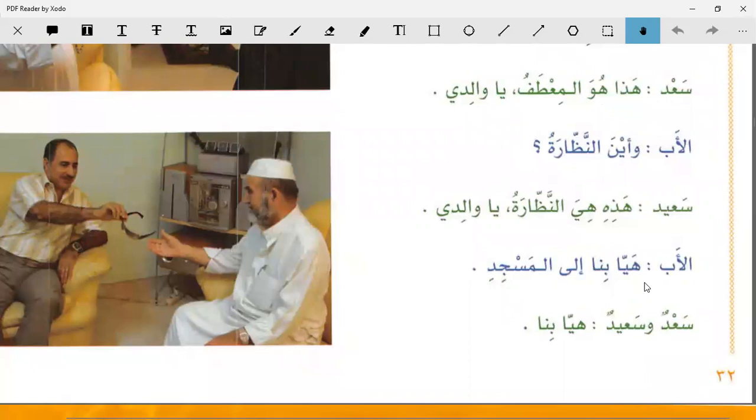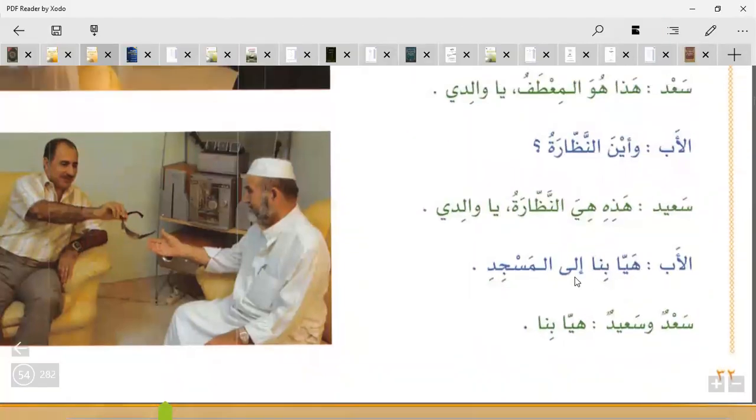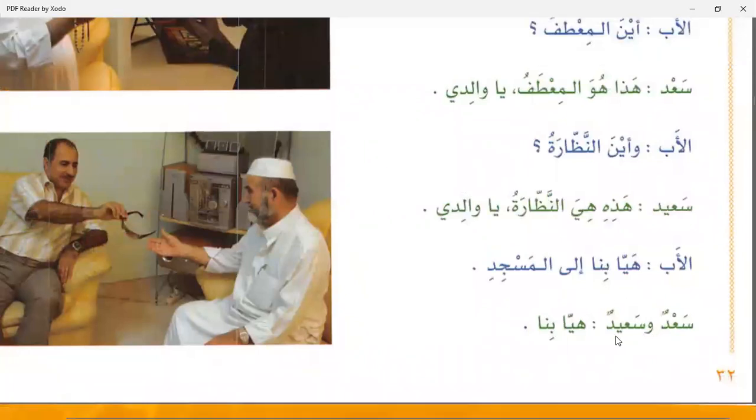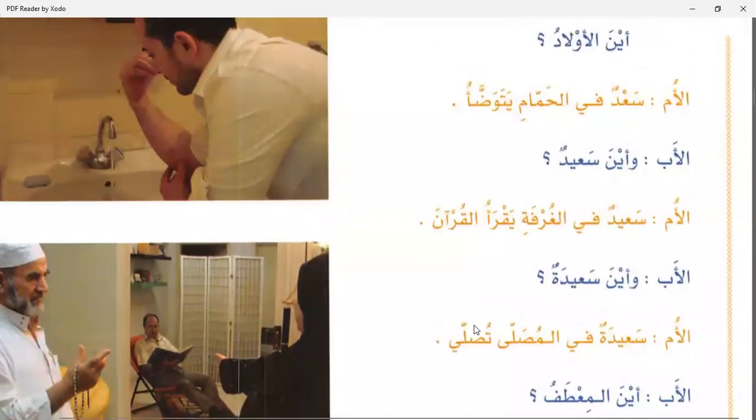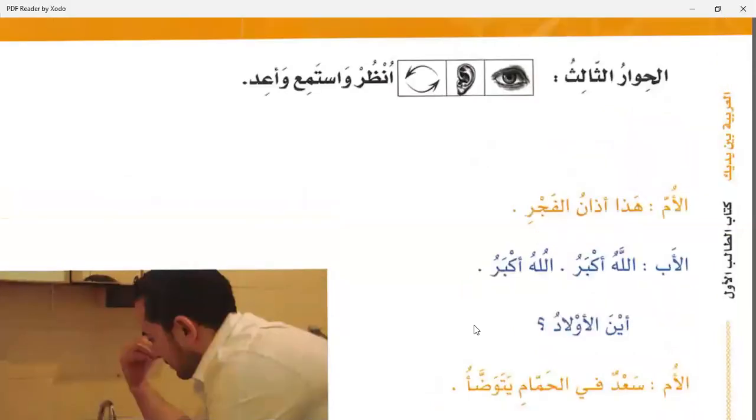Al-ab says, the father says, hayya bina ilal masjid. Let's go to the masjid. Saad wa Sa'id reply, hayya bina, let's go. Hayya bina means let's go. Now we need two students. Who wants to read this? Miss Amina and one more student required. Miss Amina and Miss Rahma, you both will read this.